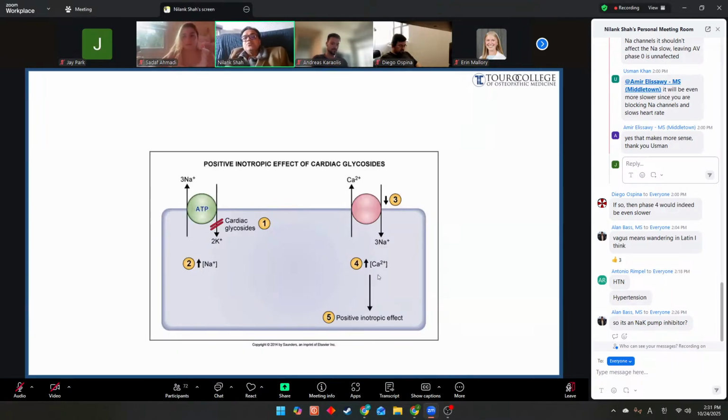Remember, there's calcium-induced calcium release. When there is more calcium, which is a mechanism specific to cardiac myocytes, if you increase the calcium inside the cell, it will pull out more calcium from the SR into the cytosol. It's called calcium-induced calcium release. Remember that for the exam.